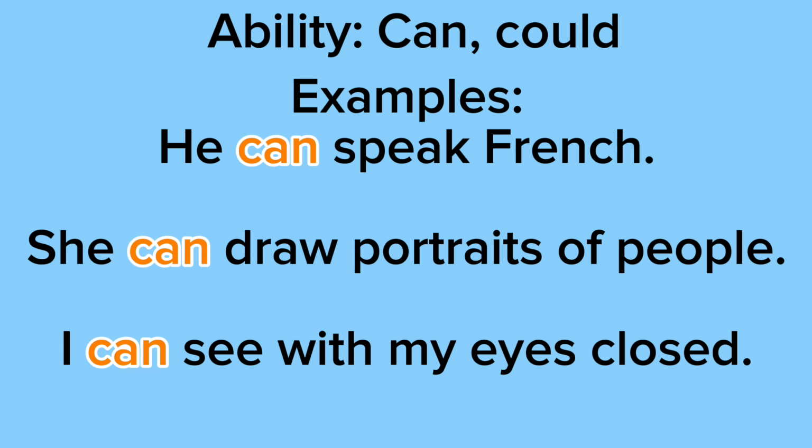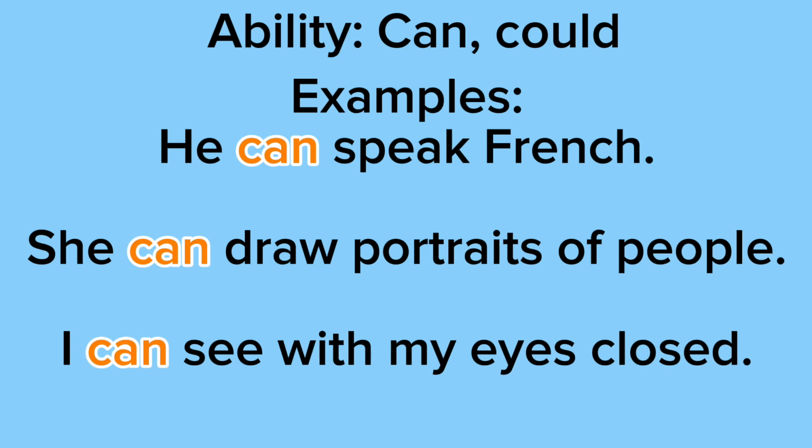Our modal verbs of ability are can and could. Example 1 says he can speak French. He has the ability to speak French. The modal verb is can and the main verb is speak.